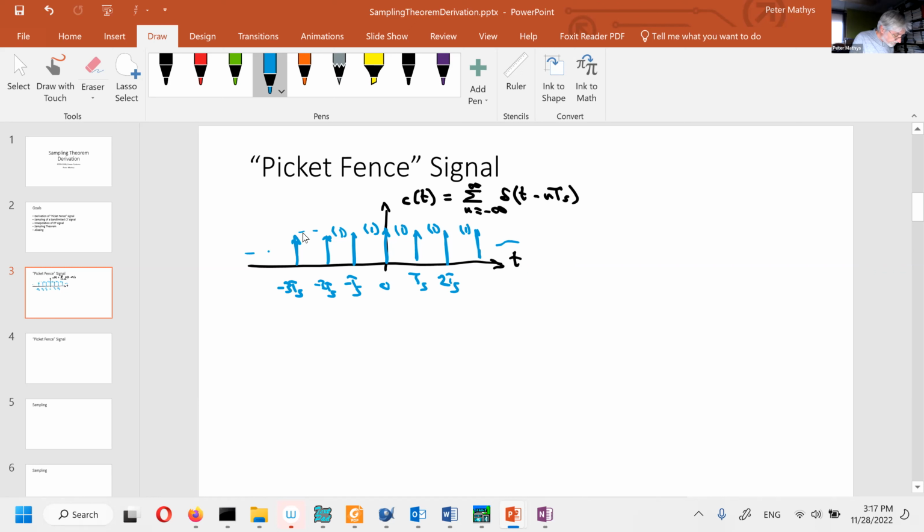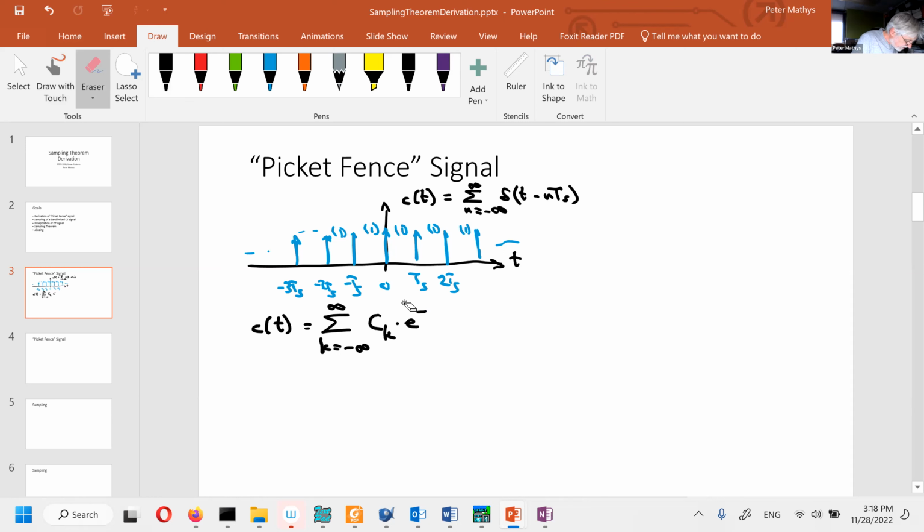So this is a periodic sequence, and so we should be able to represent that in terms of Fourier series coefficients. So we should be able to write c of t is equal to the sum from k equal to minus infinity up to plus infinity of Fourier series coefficient c sub k, and then times e to the plus j 2 pi kt over capital T, like that.